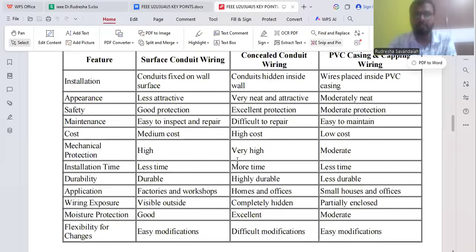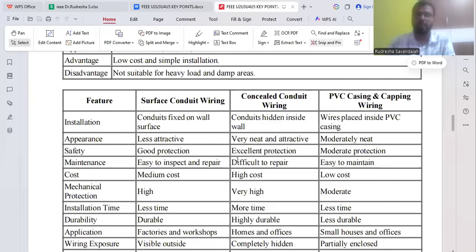Features, look here, what are the features? First one is installation. Surface conduit wiring: conduit fixed on the wall surface. Concealed conduit wiring: conduit hidden inside the wall. PVC casing and capping wiring: wires placed inside the PVC casing. Appearance: less attractive, very neat and attractive, moderate neat. Safety: good protection, excellent protection, and moderate protection.